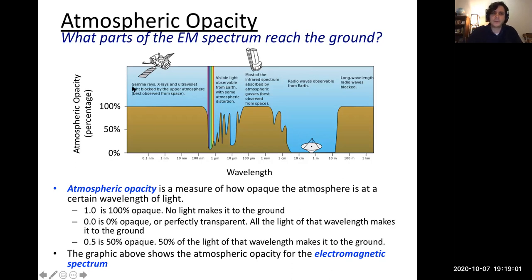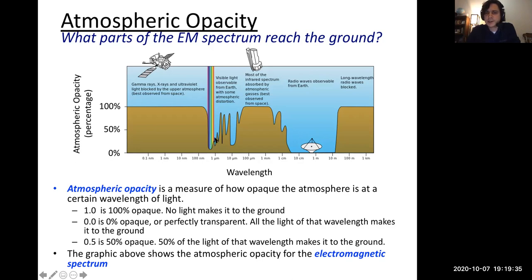All right, so we don't get gamma rays, we don't get X-rays, we don't get ultraviolet light. But here, the atmospheric opacity dives down. Nearly all of the visible part of the electromagnetic spectrum makes it to the ground. We can do visible light astronomy. We can look out into outer space and see the stars. If our atmosphere was opaque to visible light, we could not see the stars. That starlight would never make it to the surface of the Earth. So, visible light is a window where we can observe the universe.